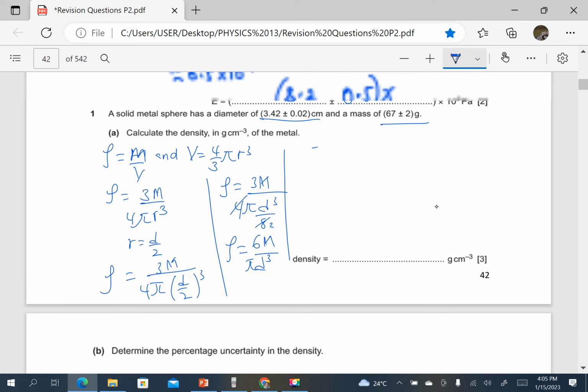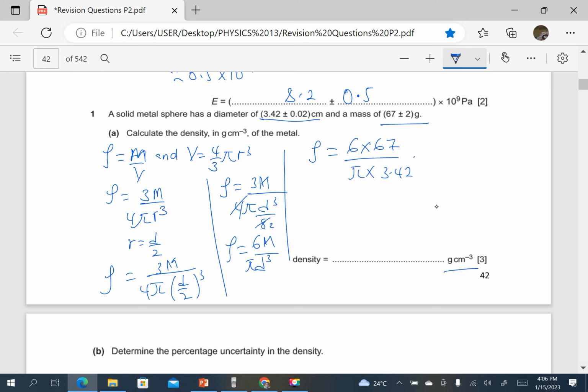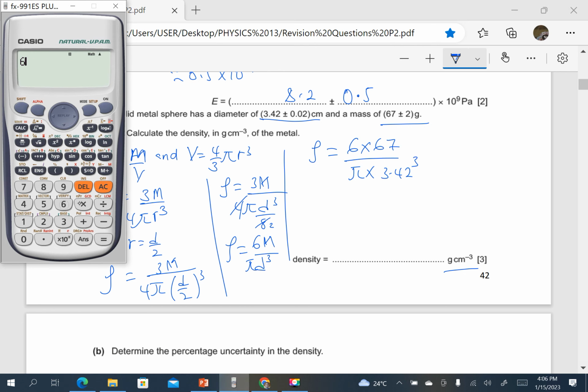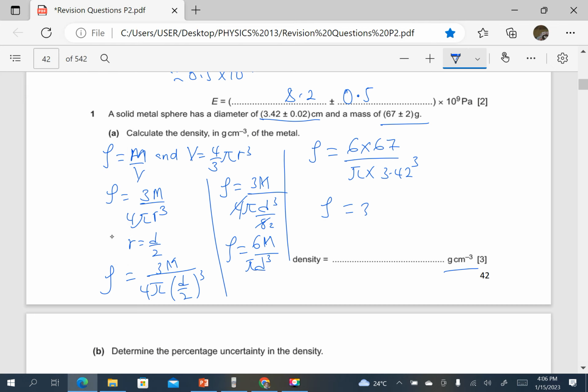Now let's substitute. Density is going to be 6 times the mass. We want the answer in grams, so we don't convert. 67 divided by pi times d, which is 3.42 to power 3. So from the calculator, 6 times 67 divided by pi times 3.42 cubed. So the density is 3.199, or approximately 3.2.